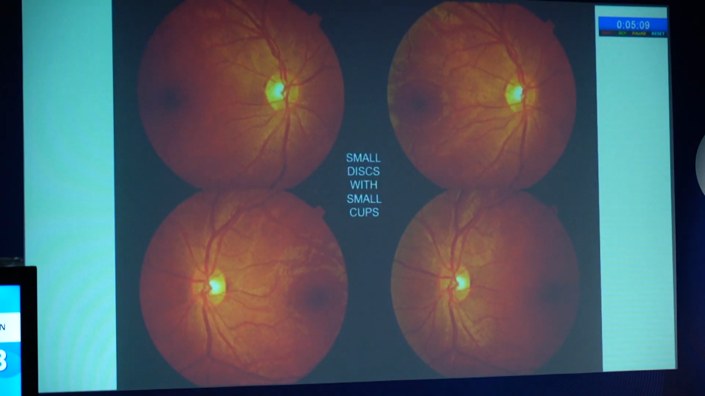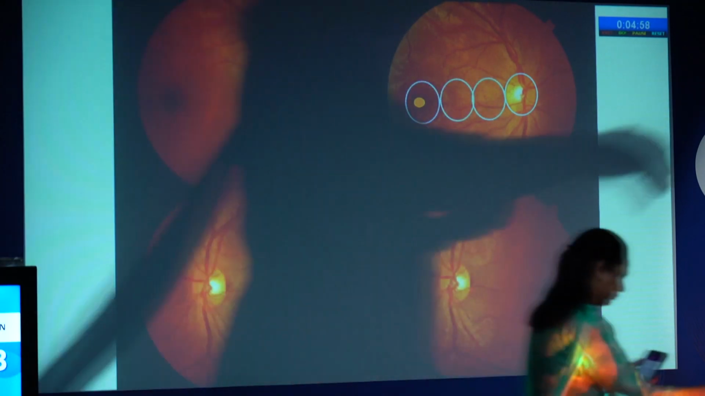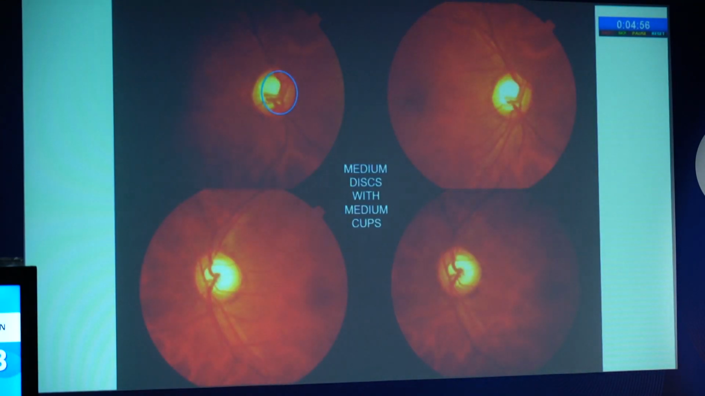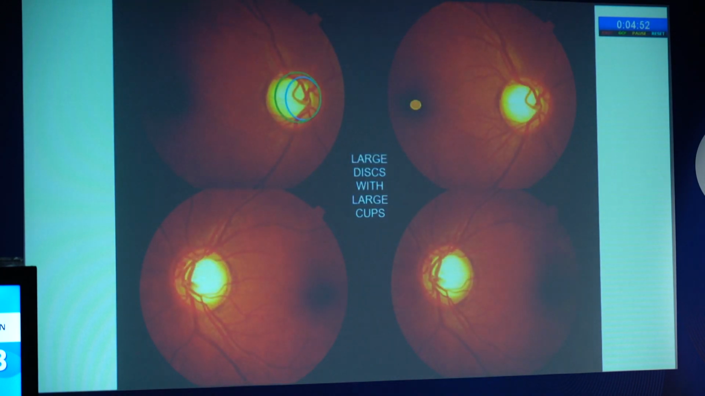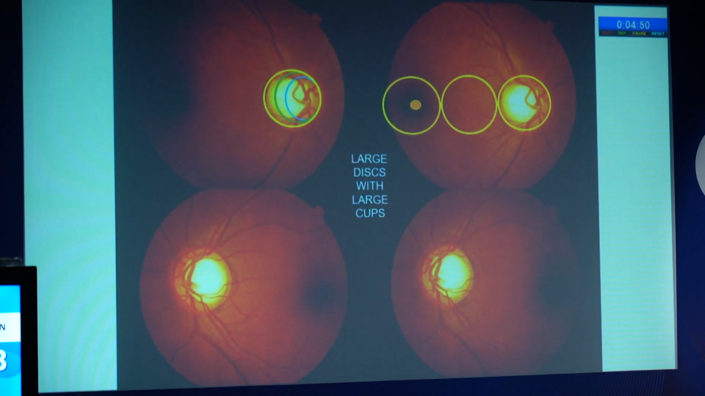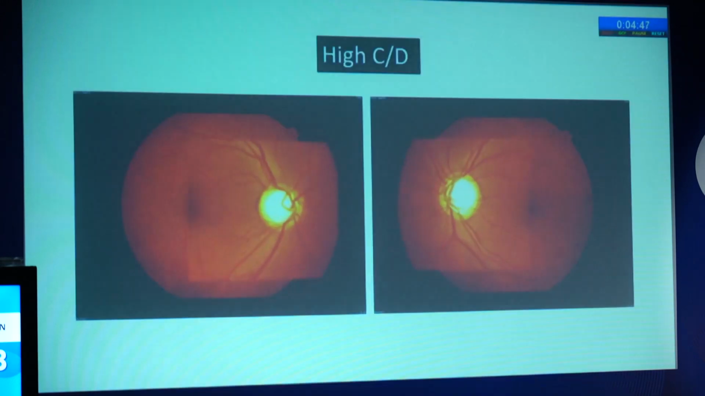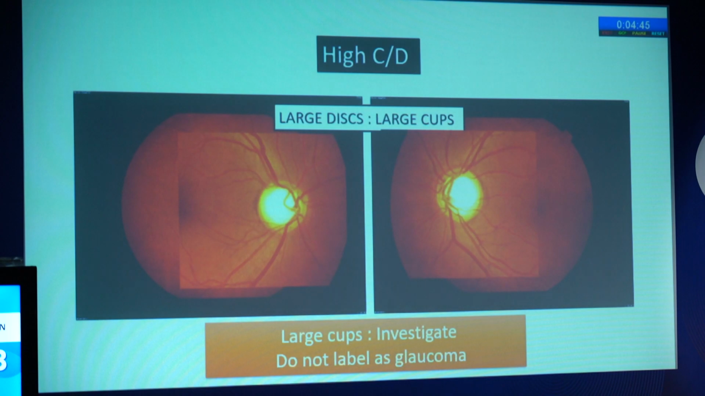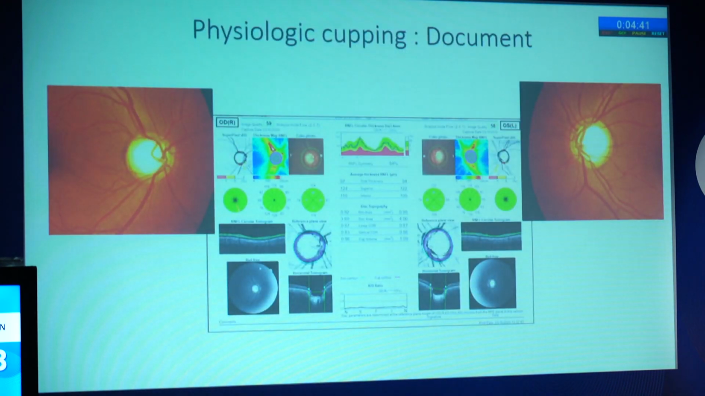Small disc, how to identify them? You first identify the fovea to disc center distance and the disc diameter, the cup being a circle over the optic nerve, and find out the disc diameter. If the disc diameter is around 3, this can be a small disc. A medium disc will have a disc diameter of around 2, and if it is less than 2, this can be a large disc with a large cup. So whenever there is a high CD ratio, you need to investigate. Do not label it immediately as glaucoma, because this can be totally normal.